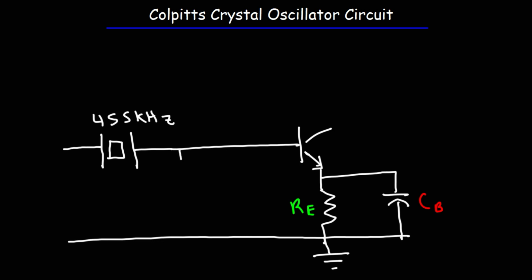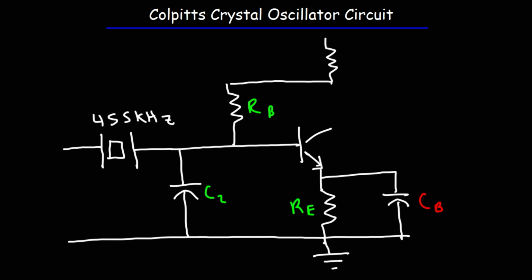Now between the base of the transistor and ground, we're going to have a capacitor, and let's call this capacitor C2. And then we're going to have the base resistor, RB, and I'm not going to connect that to VCC. Instead, the base resistor is going to be connected to the collector of the transistor and RC as well. Now RC is going to be connected to VCC, the collector supply voltage. And then we're going to have another bypass capacitor which goes to the output.